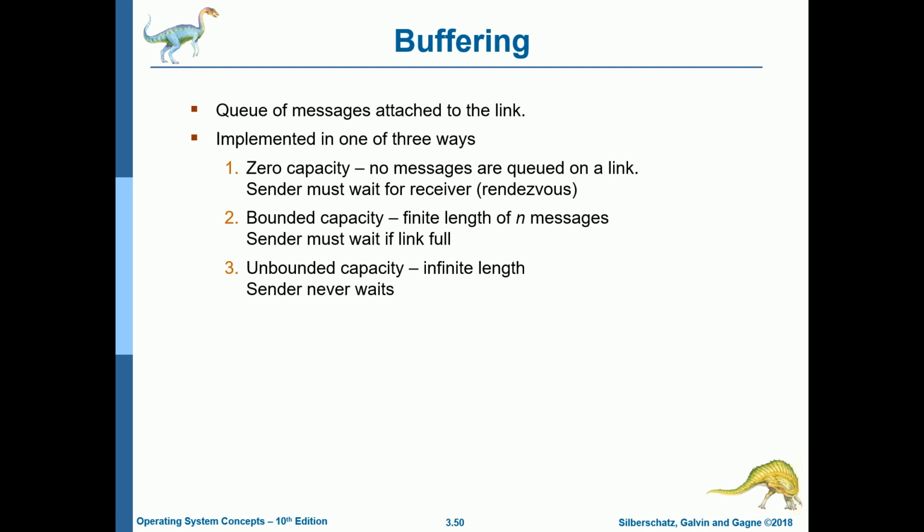Bounded capacity. The queue has a finite length, let's call it n. Thus, at most n messages can reside in it. If the queue is not full when a new message is sent, the message is placed in the queue, and the sender can continue executing without blocking. The link's capacity is finite, however. If the link is full, the sender must block until space is available in the queue.